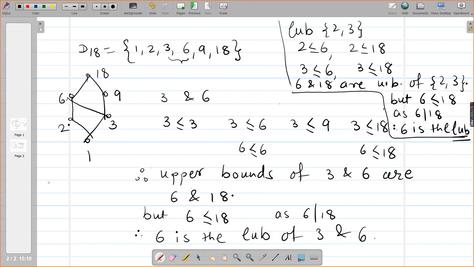So please remember, in D N, least upper bound of A and B is equal to LCM of A and B. Please remember this. What is LCM of 3 and 6? Least common multiple, 6 comes, right? Yes, ma'am. Now similarly tell me the GLB of 3 and 6. Greatest lower bound.